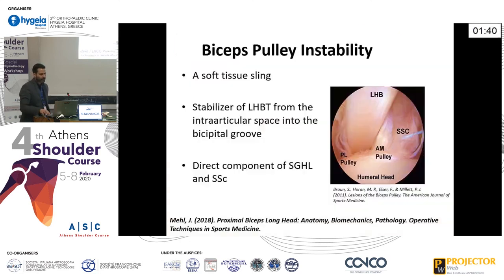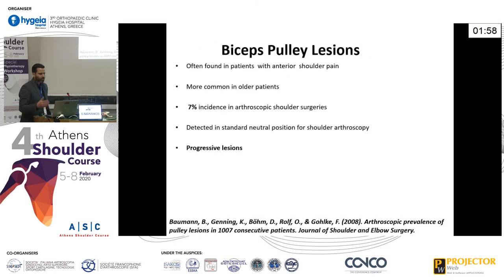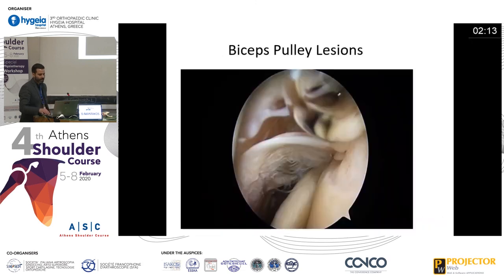Last but not least, biceps pulley instability. The pulley is a soft tissue sling, the stabilizer of the long head of biceps tendon from the intraarticular space into the bicipital groove. It's a direct component of the superior glenohumeral ligament and the subscapularis. Often found in patients, more common in older ones, with 7% incidence in arthroscopic shoulder surgeries. The fact is that these are progressive lesions, so it's not easy to rehabilitate them and make patients asymptomatic. This is how it's seen during arthroscopy.